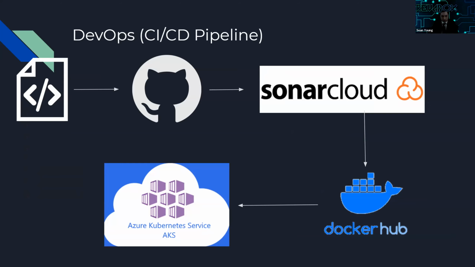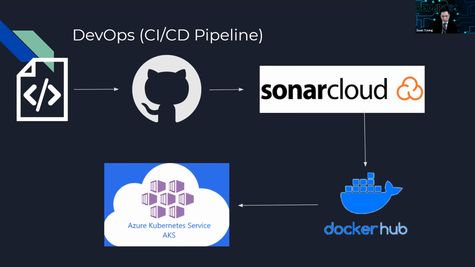Hello, my name is Sean Young. I was the team leader for the DevOps/GameHub team. First, I'd like to talk about what we did for DevOps. We set up a continuous integration, continuous deployment pipeline. After our code was pushed to the GitHub repo, Sonar Cloud would analyze it, and assuming it passed its quality gates, it would be turned into a Docker image, hosted on Docker Hub.